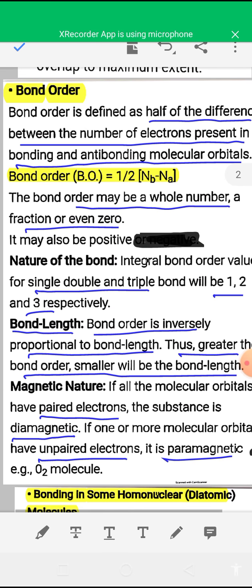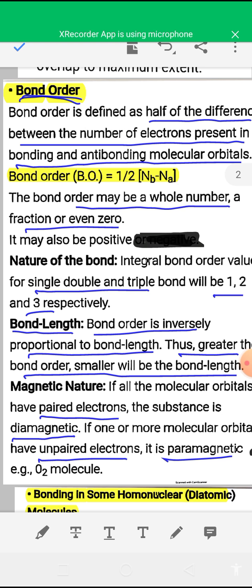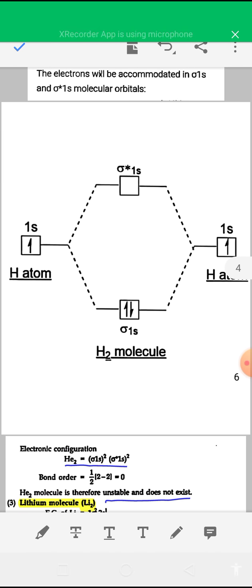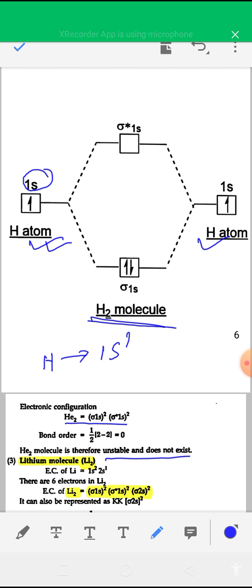Now see one term related to molecular orbital theory, which is bond order. Later I will tell what bond order is. First see the formation of the H2 molecule, the molecular orbitals of the hydrogen molecule. In a hydrogen molecule there are two hydrogen atoms, and hydrogen has atomic number 1, so its electronic configuration is 1s1.